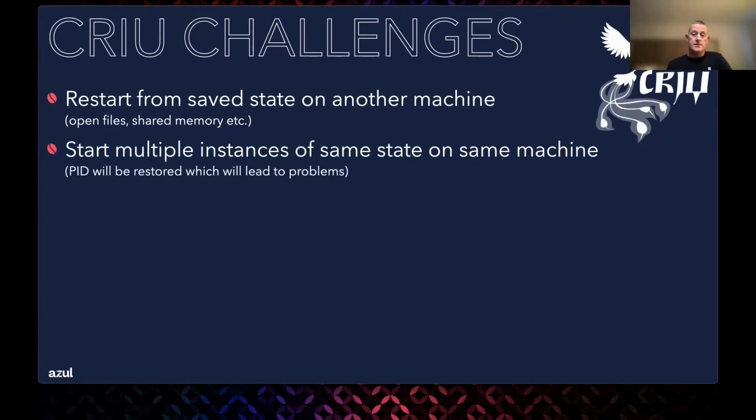Starting multiple instances of the same state on the same machine also won't work, because the PID, the unique process ID on Linux systems, is part of this checkpoint. That means once you restore it, it will probably fail if you do it multiple times, because the PID is already taken by the first time you restore it. So the second time won't run because the PID is taken. And yes, you are right if you guess that if the PID is already taken by another process and I restore it with the same PID that's already there, it will fail. We are working on a solution for that, and it might show up in the future, but at the moment, this will probably fail.